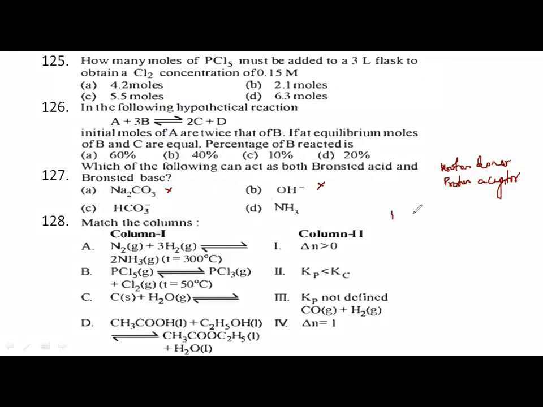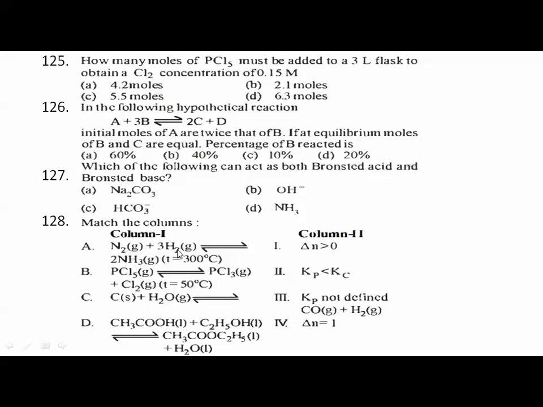HCO3 minus can lose one proton and form CO3 minus 2 plus H plus. Or HCO3 minus can gain one proton and form H2CO3. So it is the correct option. It acts as both Bronsted acid as well as Bronsted base. What about NH3? NH3 can only gain proton and form NH4 plus. If they would have given NH2 minus, then we would have thought of it. Correct? Then moving to the last question of this topic, match the following columns.